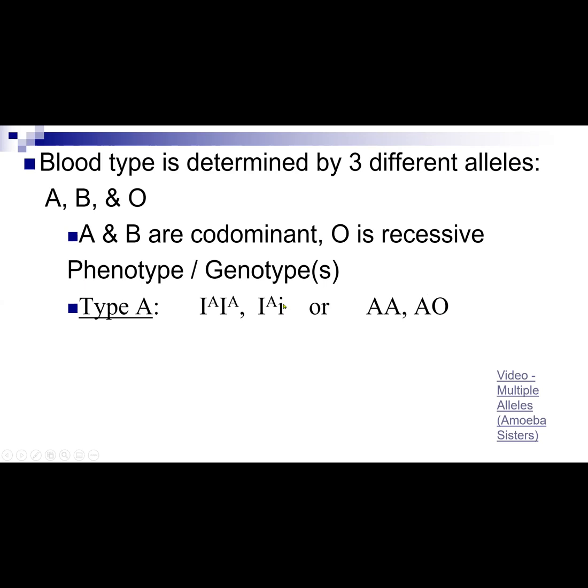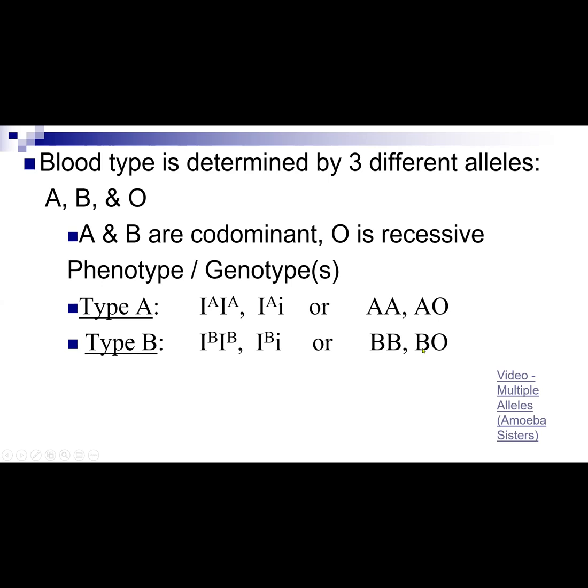So for type B blood, it's going to be pretty much the same options, except you're going to have B's in the places where the A's are. So this is a person with type B blood that is homozygous dominant. This is a person with type B blood that's heterozygous. Or you can write it in the shorthand notation: homozygous dominant B, heterozygous B.